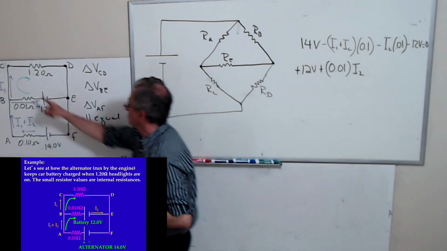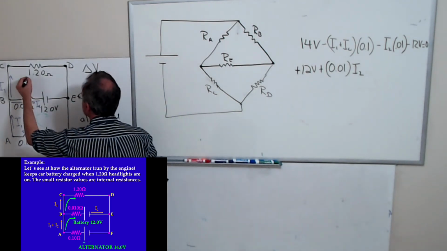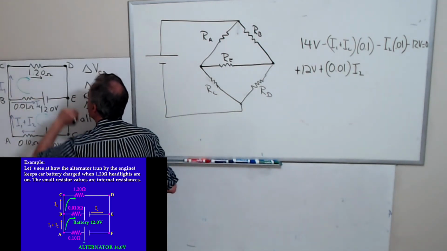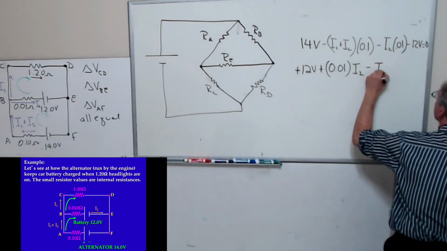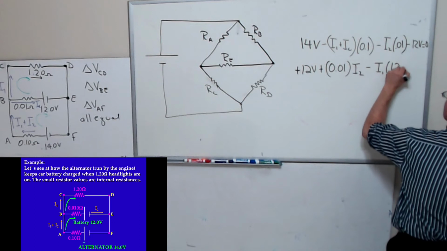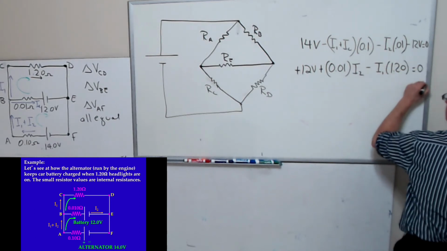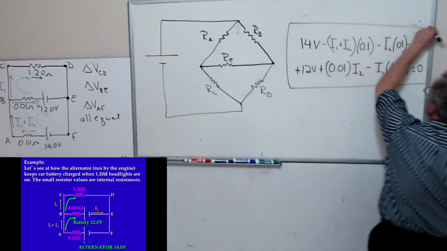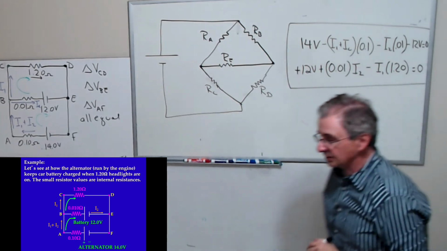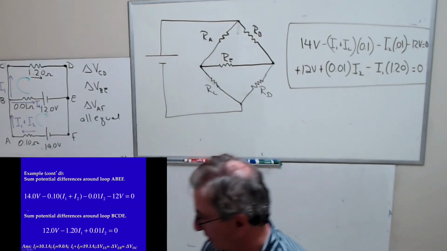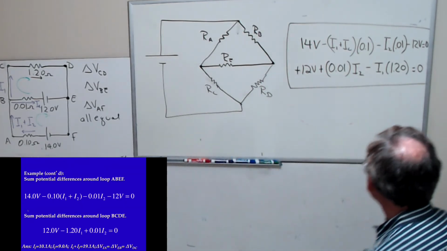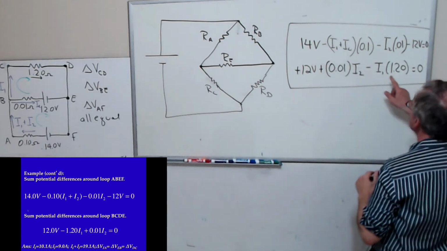And then I hit this resistor. Again, the current's this way. So I'm summing in the direction of the current. So that's the voltage drop. Okay, so those are my equations. So let me rewrite these equations.